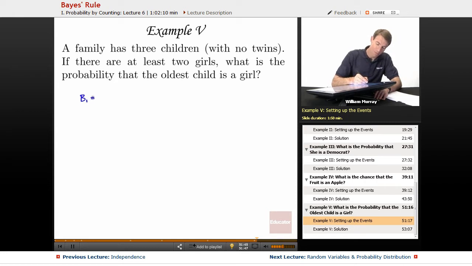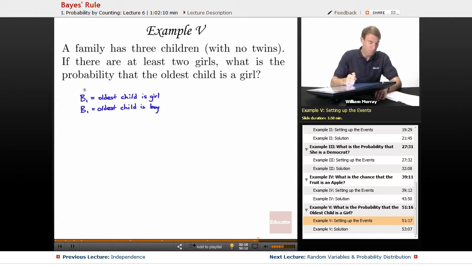We're asked the probability that the oldest child is a girl. So let me set up an event B1 is the event that the oldest child is a girl, and that oldest child could also be a boy. I'll call that B2 is a boy. Overlapping both of those is the event that we're given. We're given that there are at least 2 girls. So my event A will be that there are at least 2 girls.